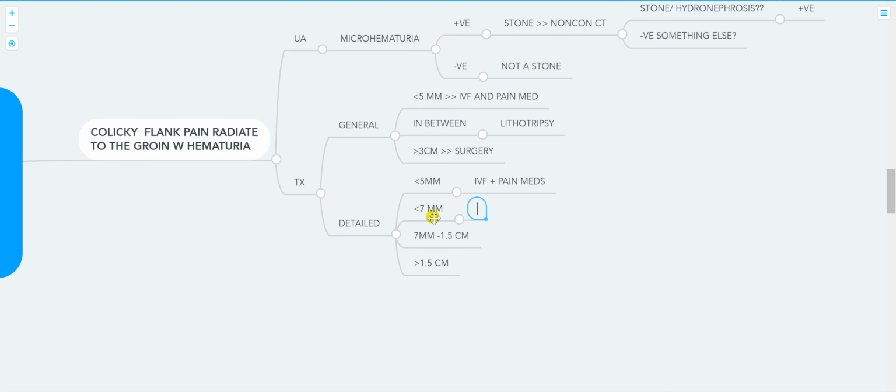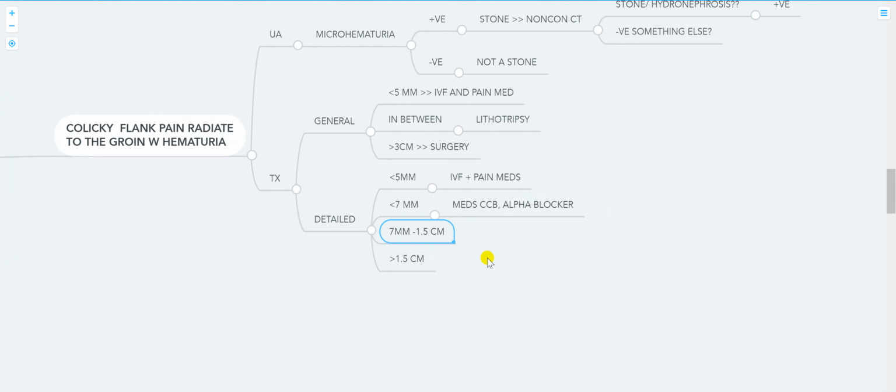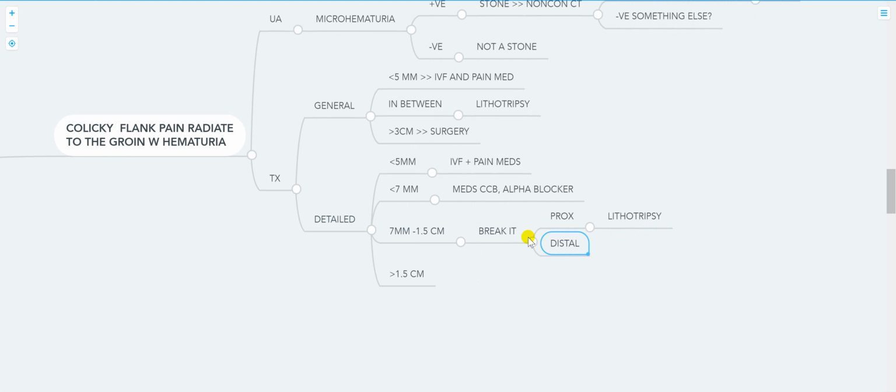Okay, if it's less than 7 mm, then we give medications. For example, calcium channel blocker or alpha blocker. If it's 7 mm to 1.5 cm, you want to break it. Okay, how do you break it? Based on the proximity. If it's proximal, then you do lithotripsy. If it is distal, then you want to do ureteroscopy, because distal is closer to the urethra, so ureteroscopy will reach it.